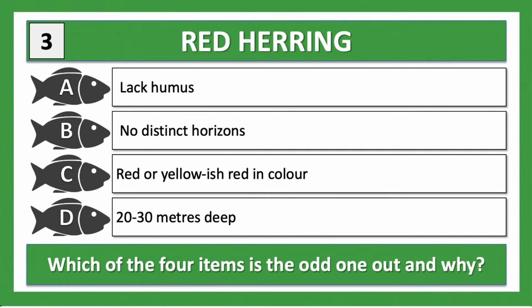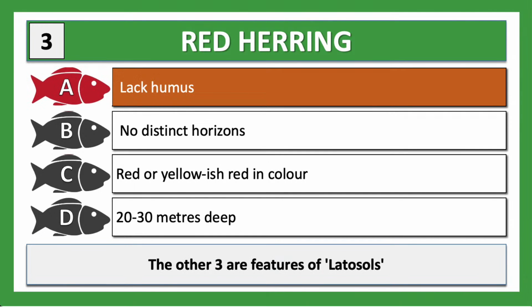Okay, looking to see what we've got here, to see if we've got the right answer. I'm not sure if we have. Let's have a look at the correct answer to this one. It's A, lack humus, because the other 3 are all to do with lattice soils. They're all features of lattice soils. Okay, number 4.